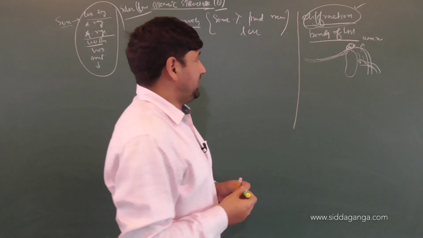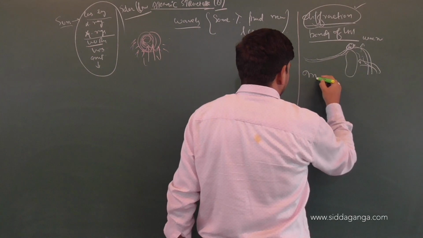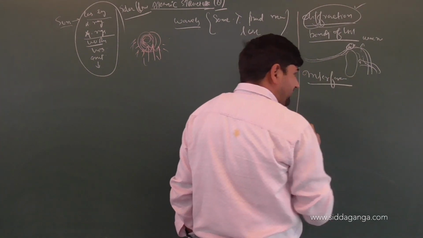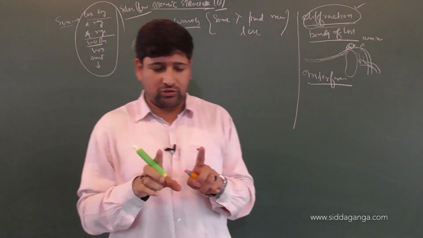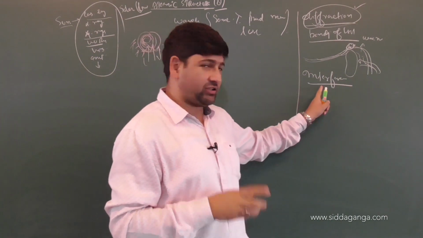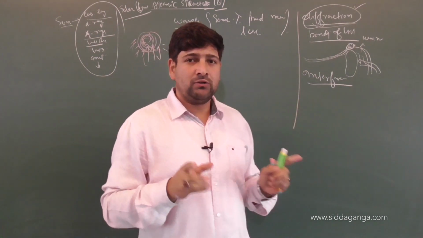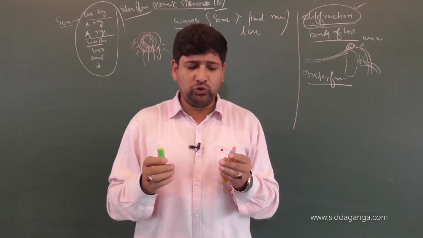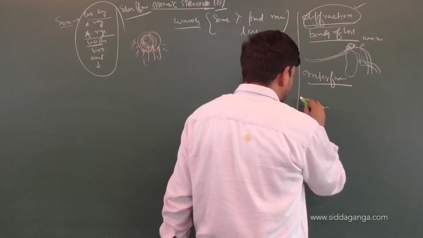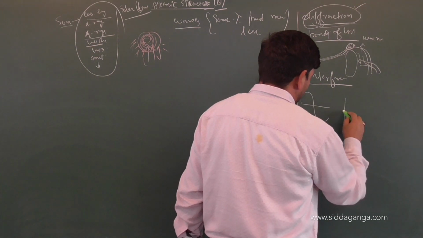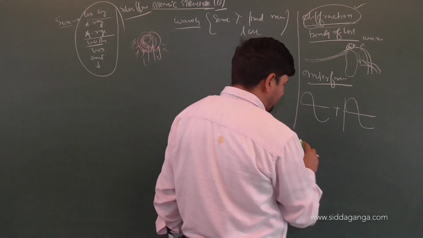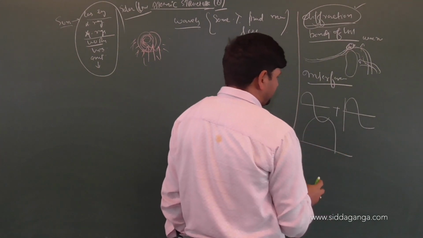There is one more phenomenon, interference. Interference means merging of two lights, merging of two waves. I'll talk about waves here rather than light. When two waves merge with each other, say we have this crest and trough, and then one more wave with crest and trough, when the two merge into each other, the resultant amplitude of the wave increases.